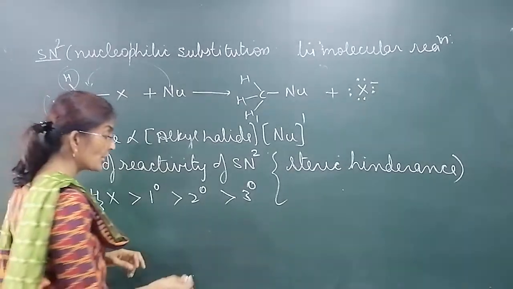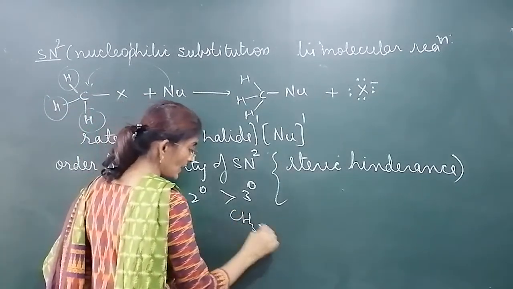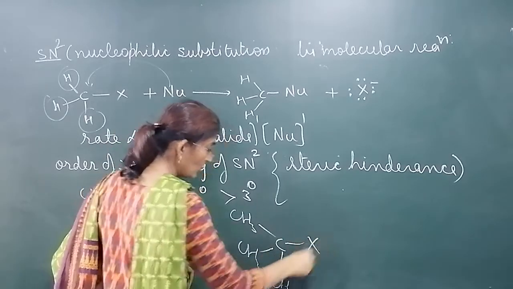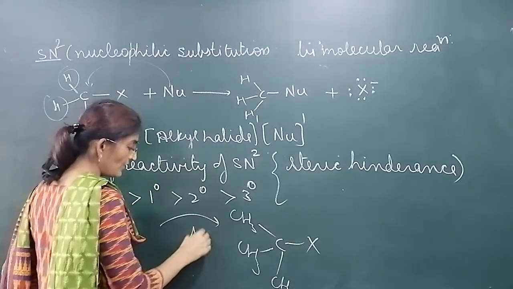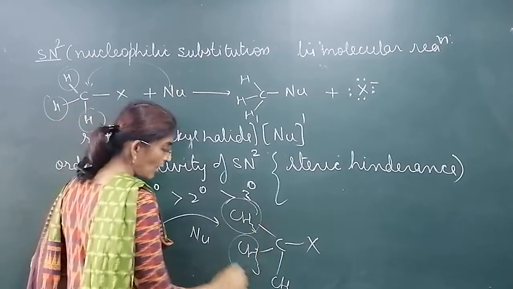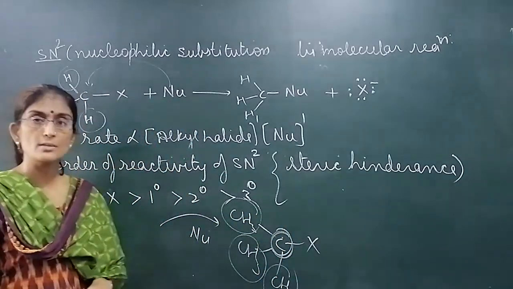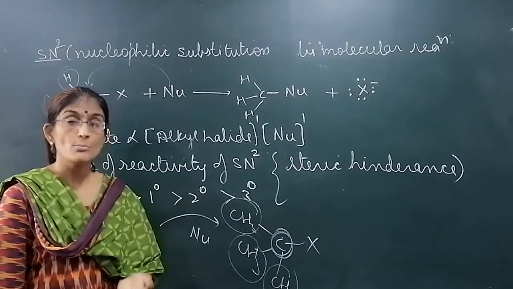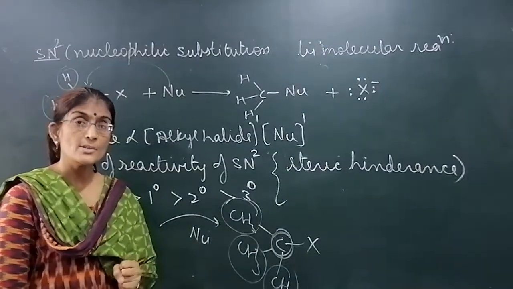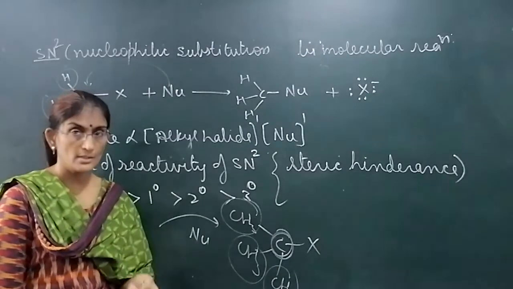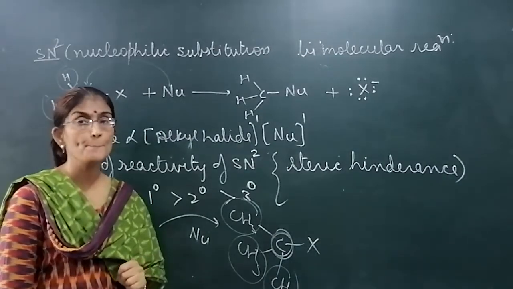If we take tertiary, suppose we have 3 methyl groups. Then big bulky 3 methyl groups are attached to the carbon bearing the halogen. Then how will the nucleophile attack here? There is crowding surrounding the carbon. More steric hindrance in 3 degree. So as the steric hindrance is more, the reactivity in the SN2 mechanism will be least.